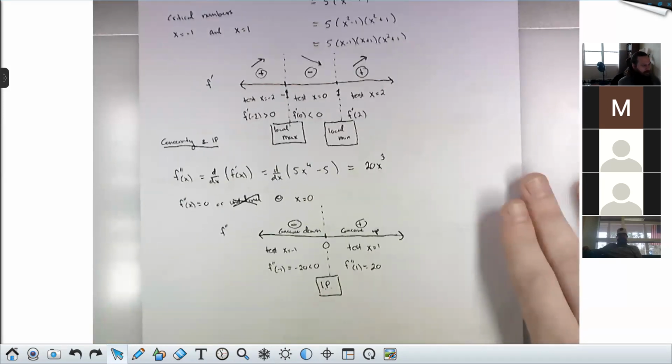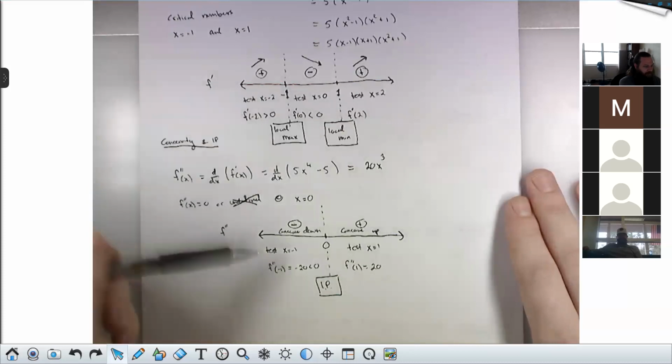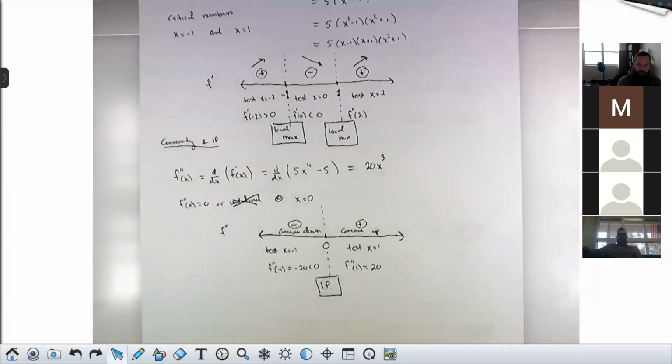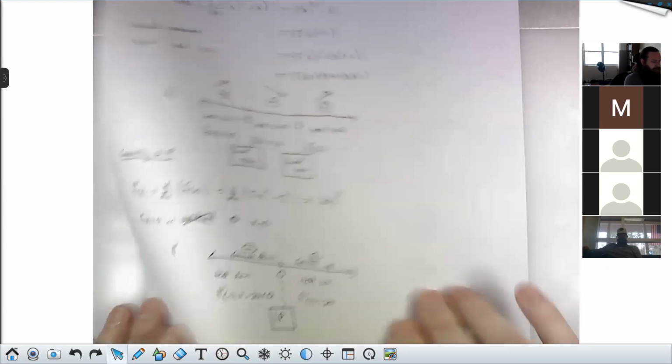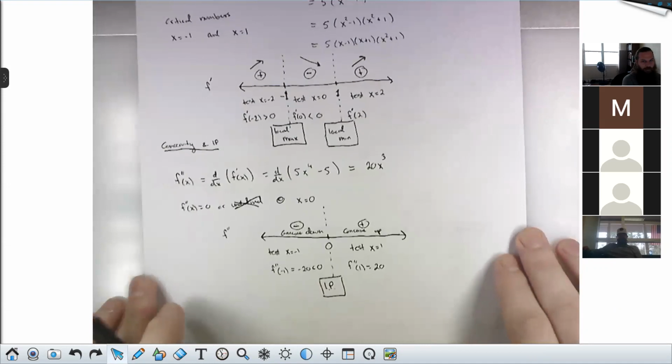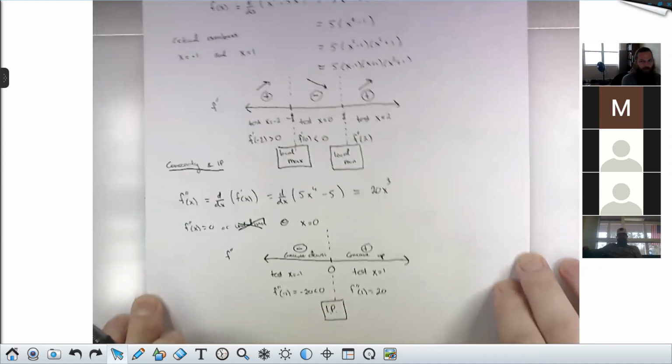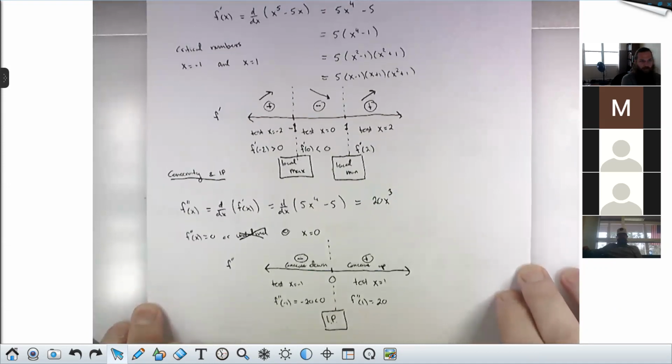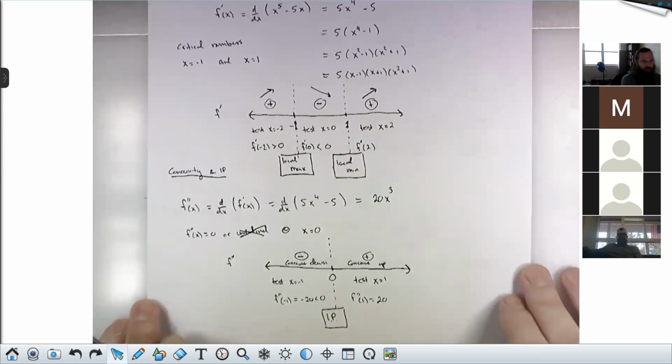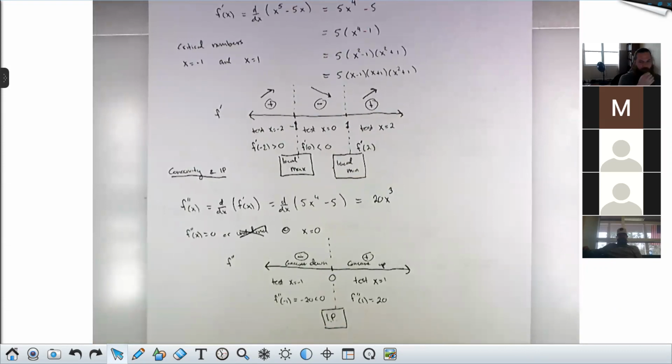Now what I'm going to do is take all the information from these two number lines and put them on a single number line that will allow me to draw the shape of the function f of x. I'll hold here for a second in case anybody needs to copy anything down. IP stands for inflection point. It's a place where the concavity changes.